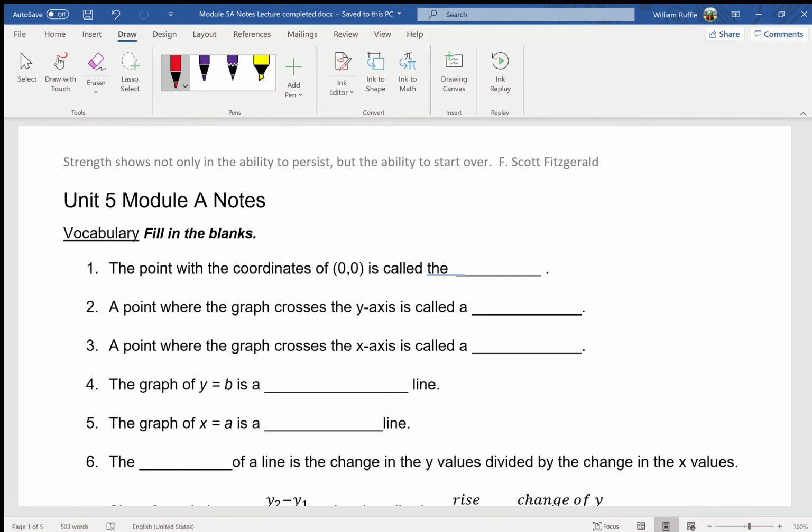The point with the coordinate 0, 0 is called the origin. It's right dead center in the thing. If I were to draw a little graph here, that's the origin. It's right there in the middle.